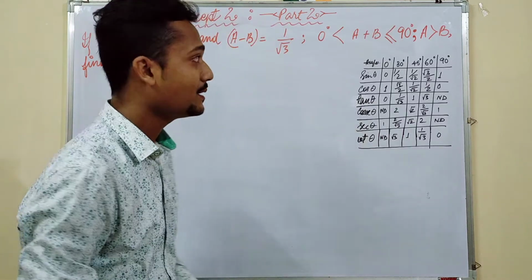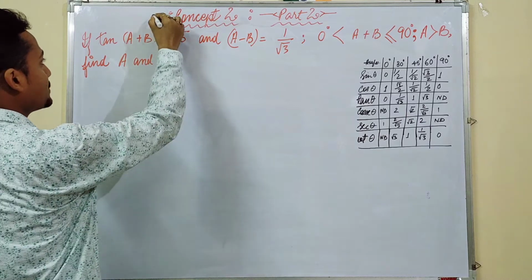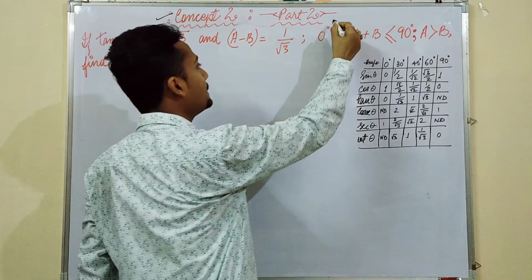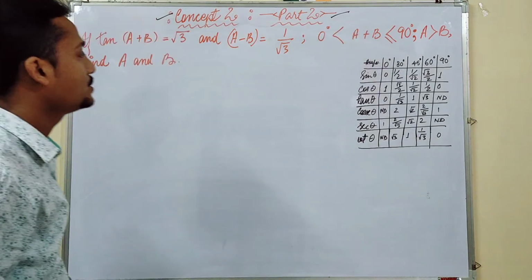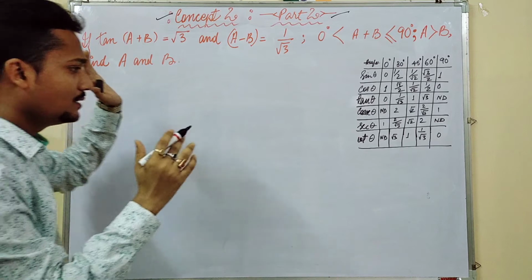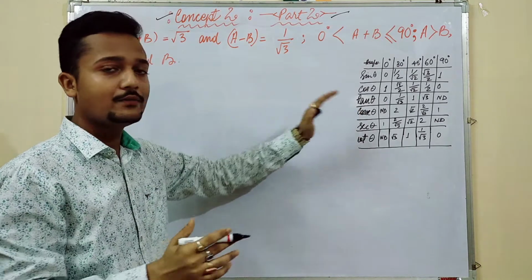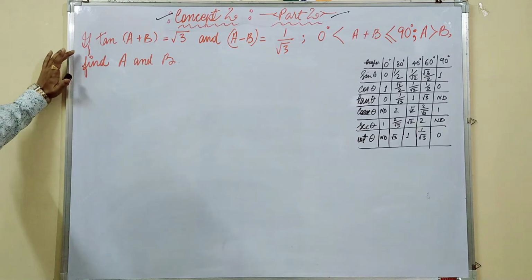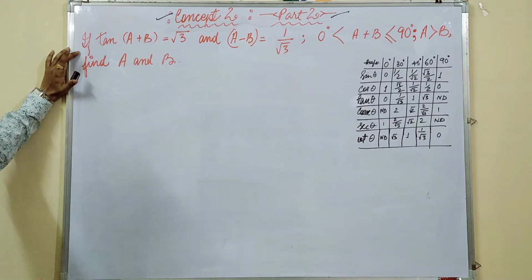We are in the second part of our second concept. That means we have to use the table and derive the values. So now we have taken another question. Let us see what is there.